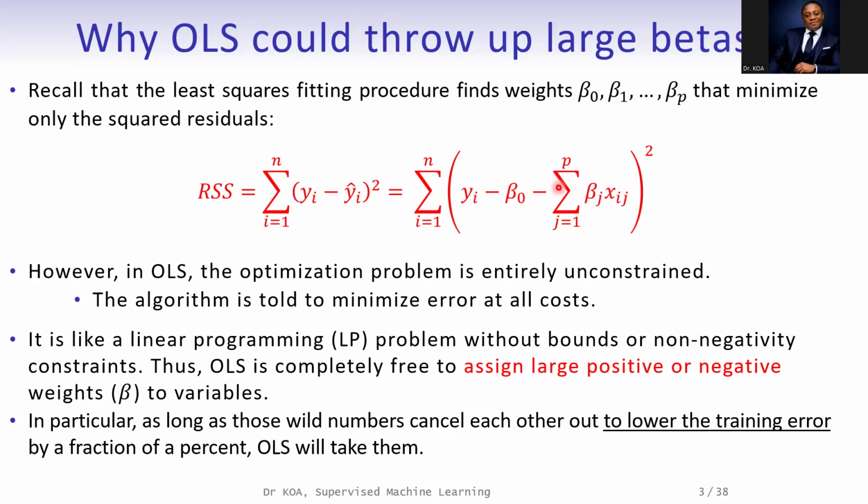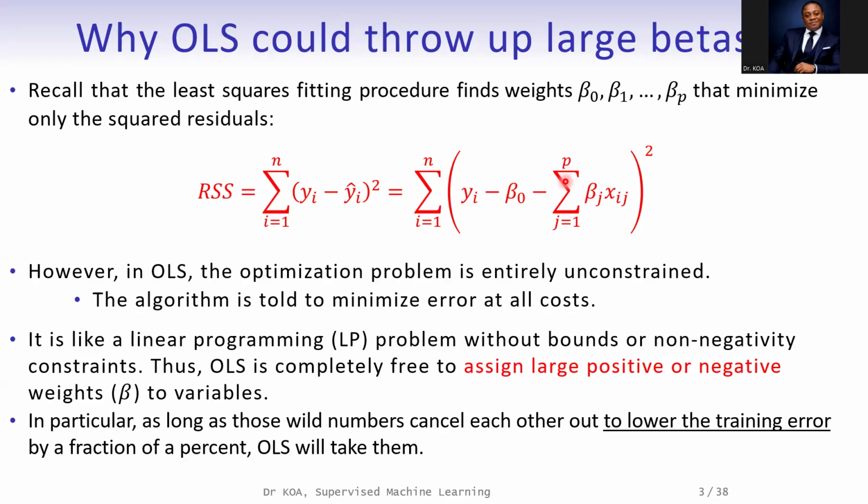But the optimization problem is fully unconstrained. There's no limitation. There's no constraint. The algorithm is to minimize all the errors. Listen to the point: all the errors at all cost. Now, why would you want to minimize all the errors at all cost? Well, at the cost of something. Like any linear programming, there is no non-negativity constraint. There is no bounds. You have to go all in. And the fact that there is no bounds means that the model is going to be unbounded.